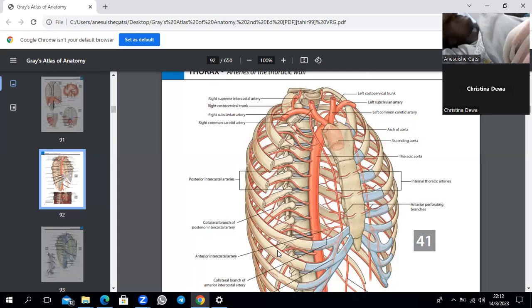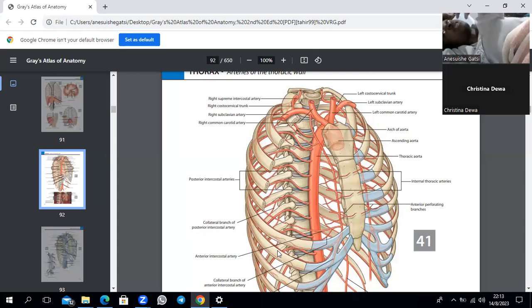Then the upper 2 intercostal spaces are supplied by an artery called the superior intercostal. So when we talk about blood vessels in the thorax, that superior intercostal is a branch of the costocervical trunk. And that costocervical trunk is a branch of the subclavian. But I'm sure you have done this in head and neck as well. And I remember teaching you guys the same things.